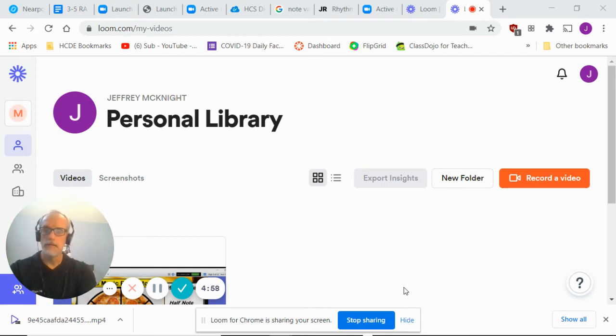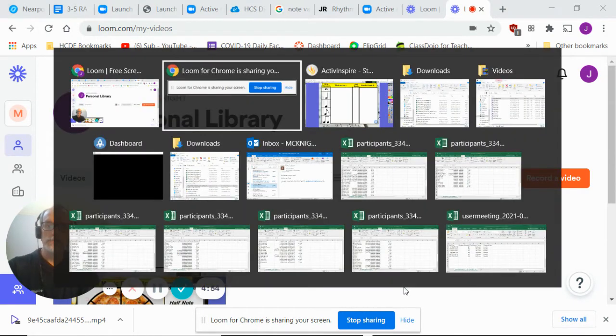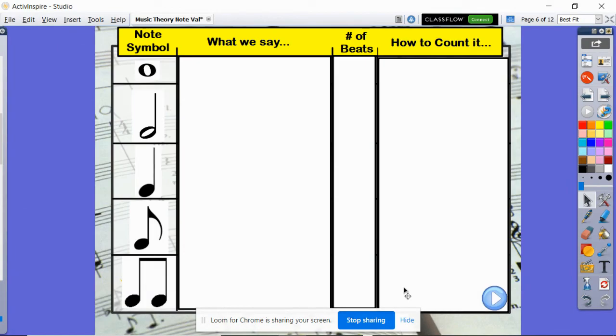All right. We are talking about note values in music. I'm going to switch my screen over to this here. So I think I disappeared for you there. Well, we've been talking about whole notes, half notes, quarter notes, eighth notes, and two eighth notes that are beamed together. Remember, two eighth notes beamed together is the same amount of time as one quarter note.